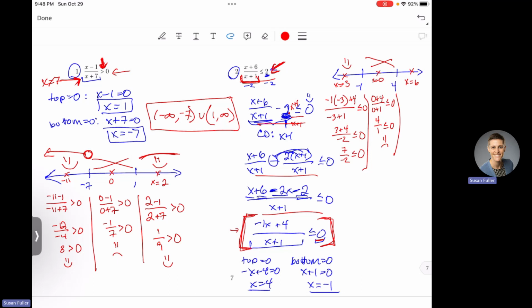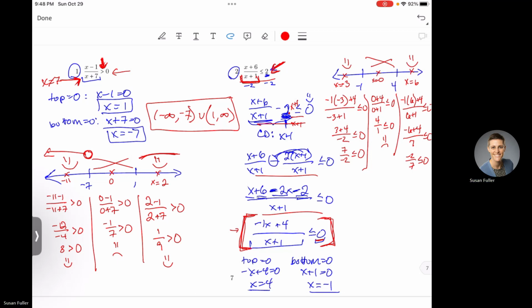And then when I plug in x equals 6, I get negative 1 times 6 plus 4 all over 6 plus 1. And my inequality says that should be less than or equal to 0. So I get negative 6 plus 4 over 7 should be less than or equal to 0. Negative 2 divided by 7 is less than or equal to 0. That's negative, which means that this part works as well.